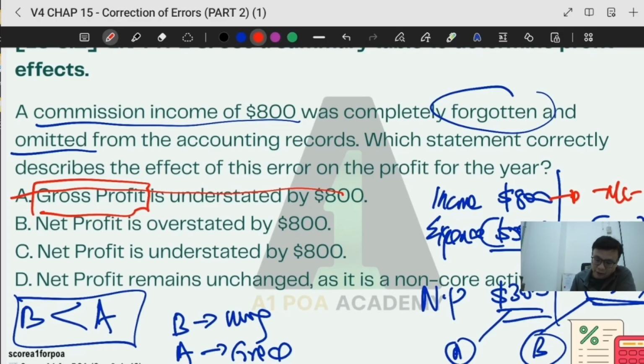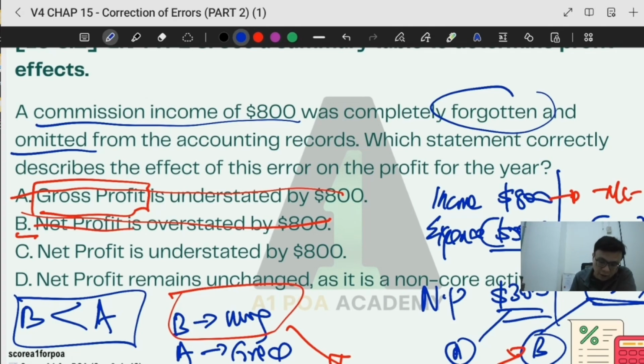B, net profit is overstated by $800. Not the case, because you can see that B is wrong. Here, this is B. B is wrong. And B is lesser than A. So B, over here, the option says that net profit is overstated by $800. This one is definitely wrong because B is less than A. So wrong. C, net profit is understated by $800. Seems to be the case.